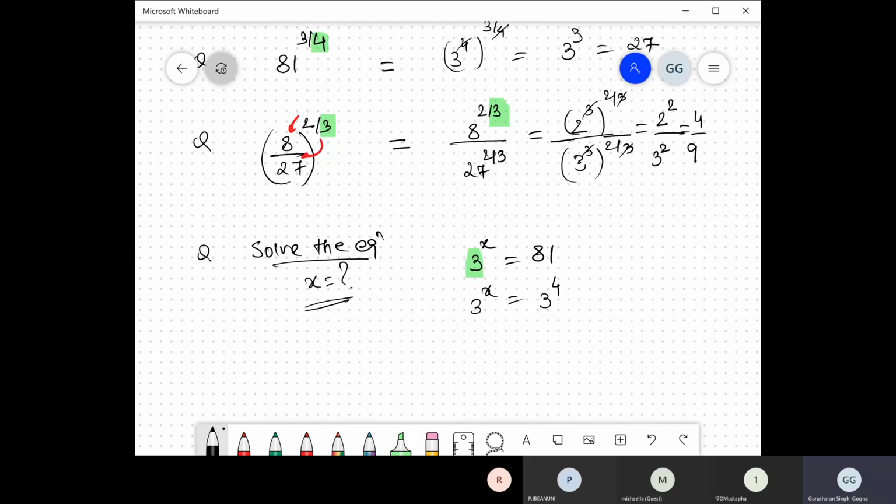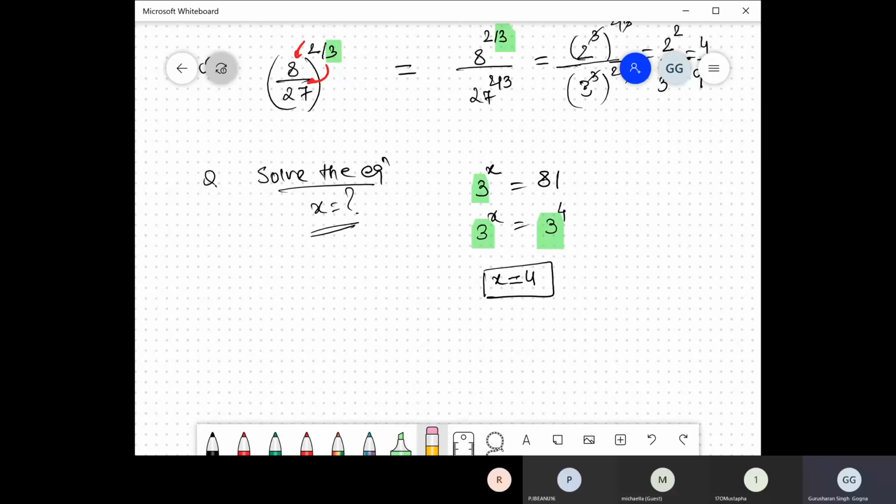Why are we expressing 81 as 3 to the power something? Because now I can compare. So 3 and 3, the bases are the same on both sides. So the powers have to be the same as well. So x should be equal to 4. Then only this equation can be true, isn't it? Otherwise, you cannot say 3 to the power x is equal to 5 to the power 2. It doesn't make any sense because these bases are different, isn't it? Because the bases are the same, 3 and 3, x has to be equal to 4 in order to work this way. So this is the basic question here, but let's try a little bit tricky one.